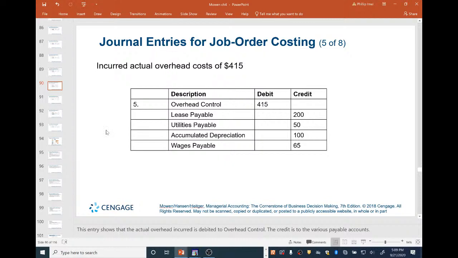Incurred actual overhead cost of $415. So overhead control, $415. Then here's where the credits go: the lease payable, utilities payable, accumulated depreciation, wages payable. Everyone seeing that?